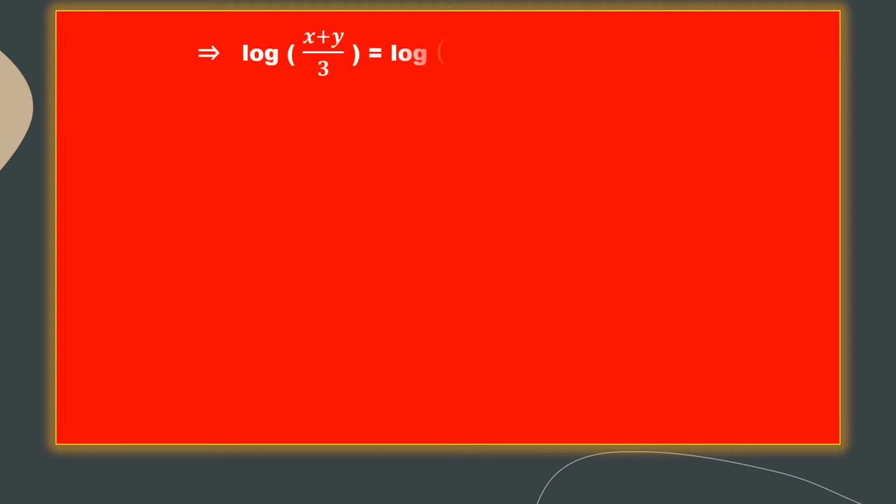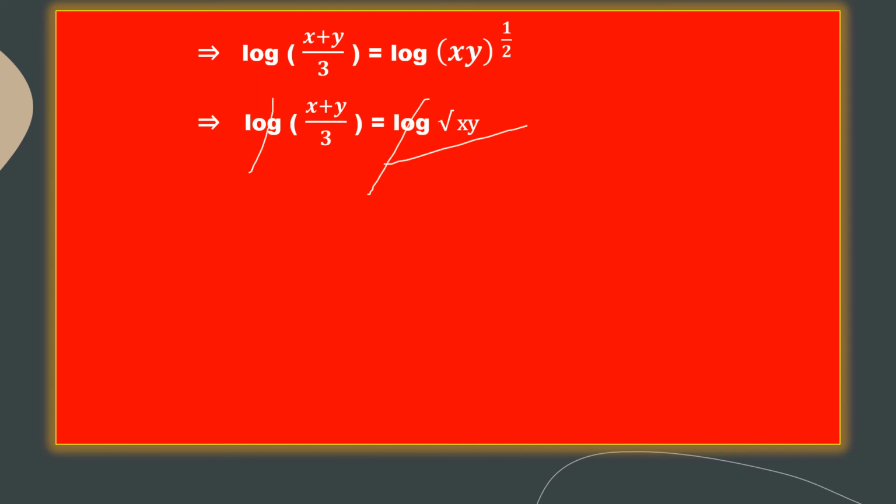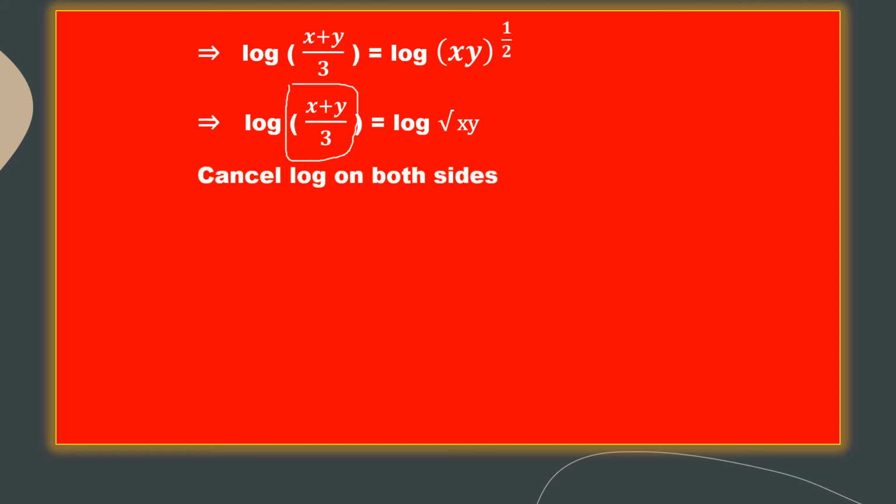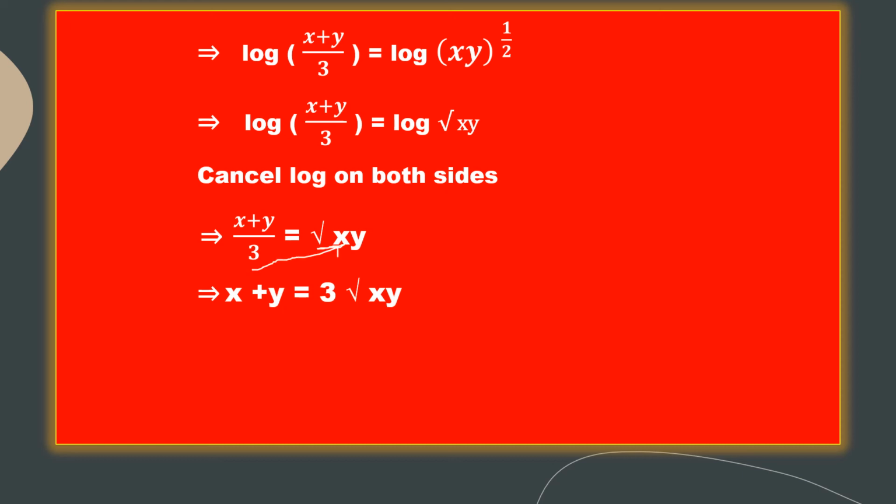So here I took the same step. Now xy power 1 by 2 I can write as root xy, right? So root xy. Now I can cancel log on both sides. Now only x plus y by 3 equal to under root xy will remain. Now send this 3 there. If you send the 3 there, it will be under multiplication. Here it is dividing, and when it is sent there, it will be under multiplication.